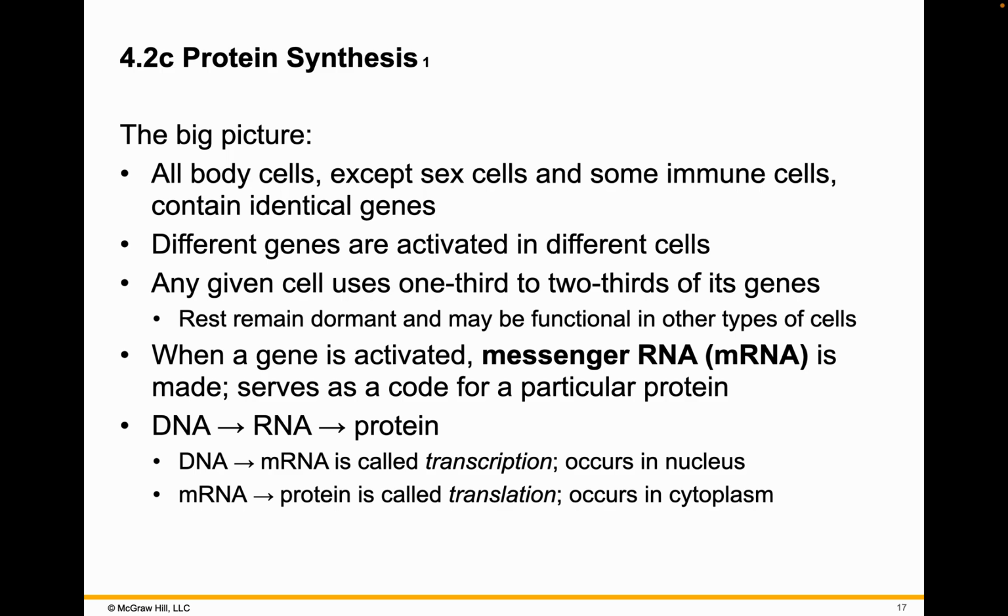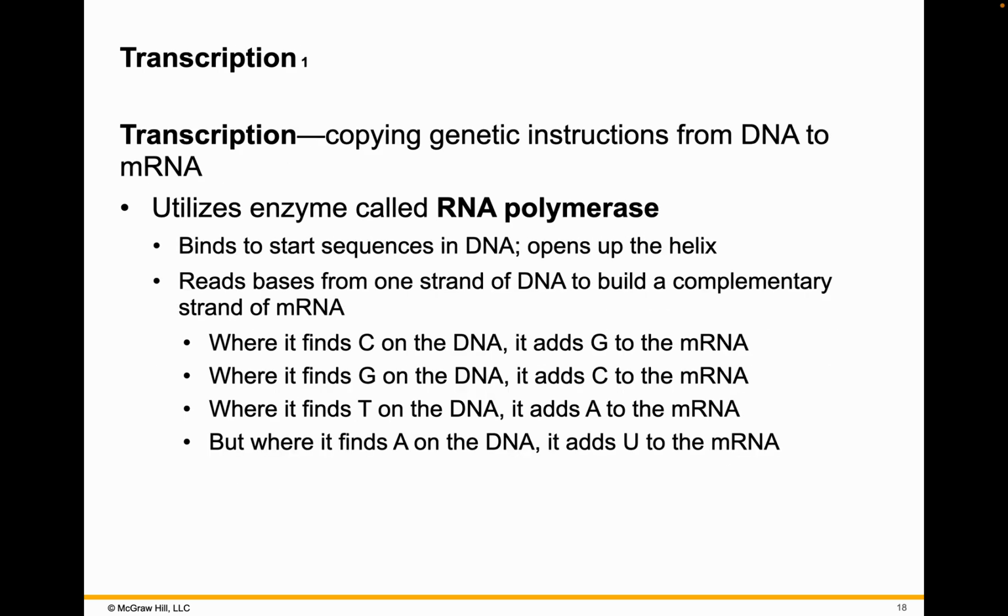The process of going from DNA to messenger RNA is called transcription. That occurs in the nucleus. From messenger RNA to protein is called translation, and that occurs in the cytoplasm. So transcription is the copying of genetic instructions from DNA to messenger RNA. It utilizes an enzyme called RNA polymerase. That enzyme will bind to a start sequence in the DNA, and it will open up the double helix.